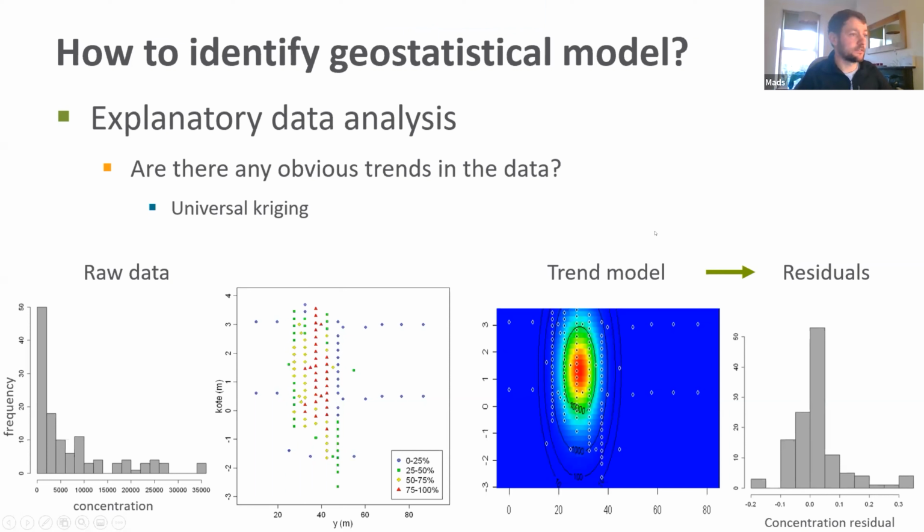In this case, we could use an analytical trend model to represent the trend. If you subtract that trend model from the data, we can see that the residuals you get then follow a nicer normal distribution. And this is then what you would do the kriging estimate on.